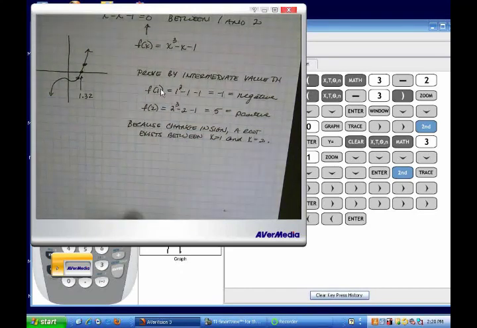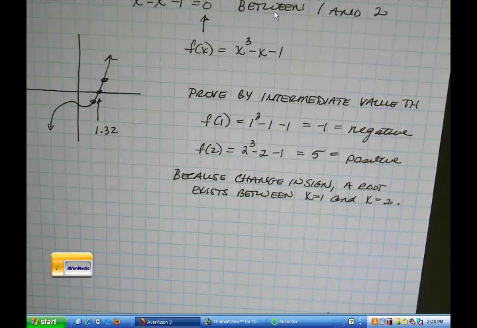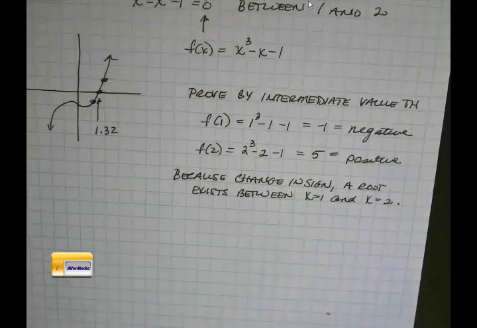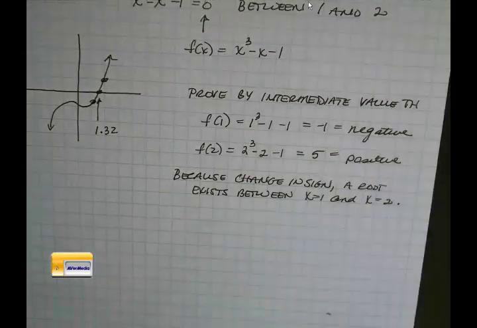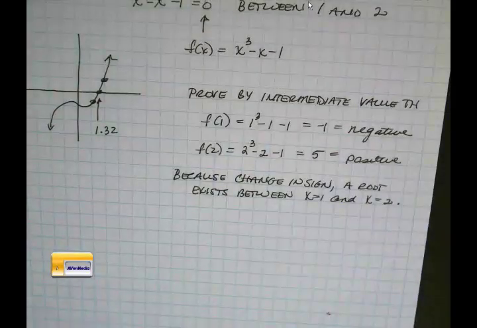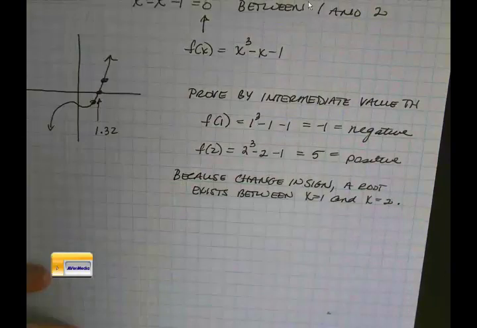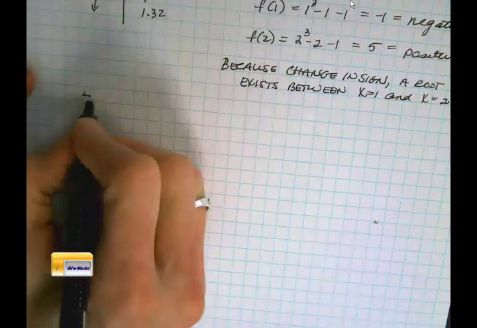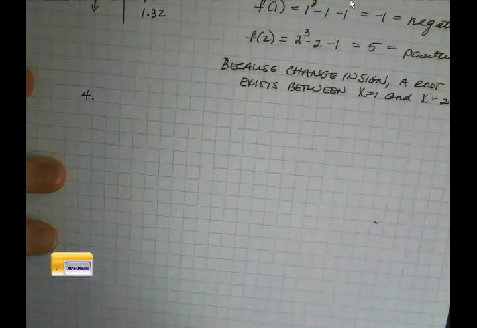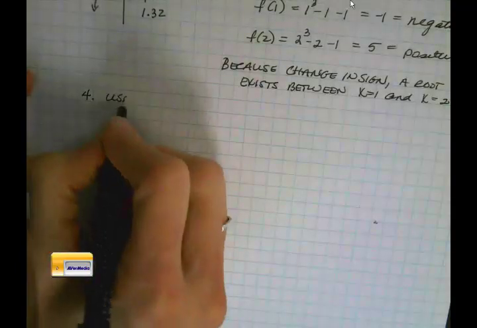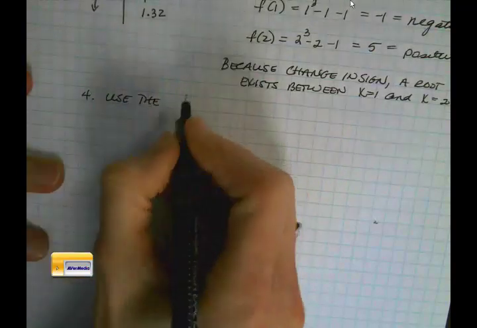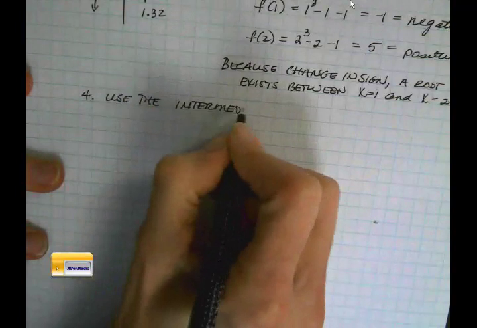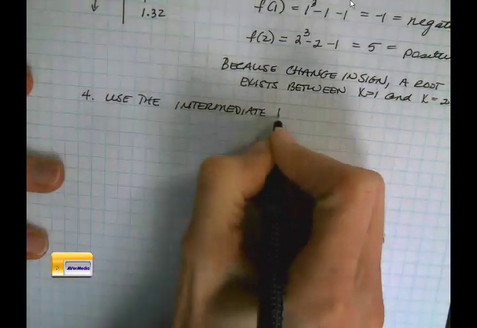Pretty easy, right? I could have expanded the screen. That is so hard for me to remember to do. Very, very simple. Okay, so now let's get a little bit harder. Not bad. Okay, a little bit harder. Use the intermediate value theorem. You are going to get really tired of writing the words intermediate value theorem.